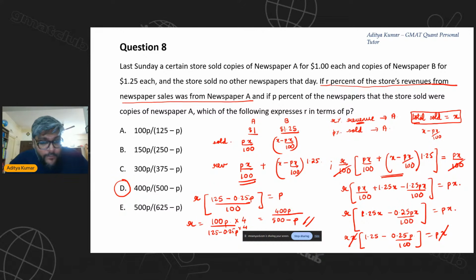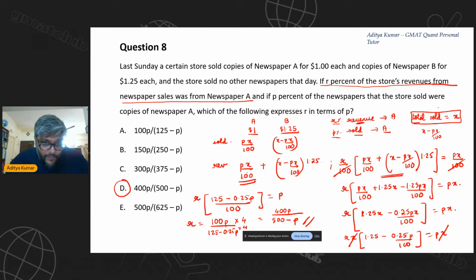I broke down the information. I wrote down the information. R% of the revenue is A, P% sold was A. But then when I saw that I needed revenue, I realized that I need to know how many newspaper A and newspaper B were sold. So I took the total sold as X. From that X, P% of X sold were A, so PX by 100. The remaining should be B, so X minus PX by 100.